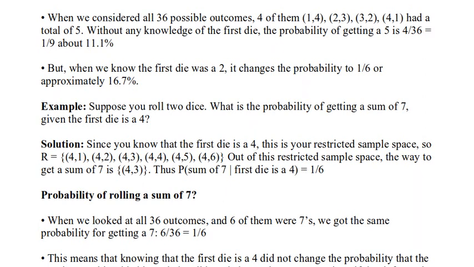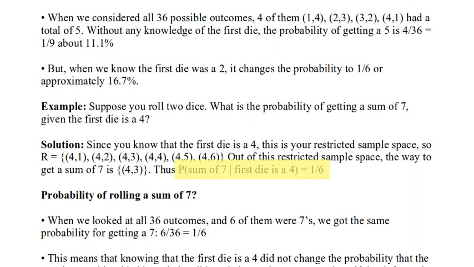Since you know that the first die is a 4, this is the restricted sample space. So R is every pair of rolls that starts with a 4: 4,1; 4,2; 4,3; 4,4; 4,5; and 4,6. Out of this restricted sample space, the only way to get a sum of 7 is 4,3. So the probability that the sum is 7, given that the first die is a 4, is 1/6.